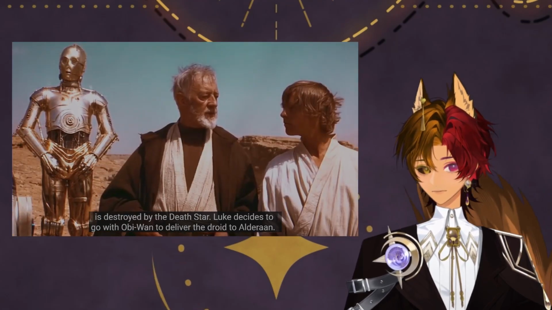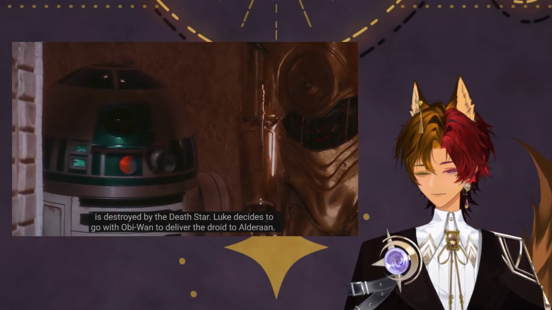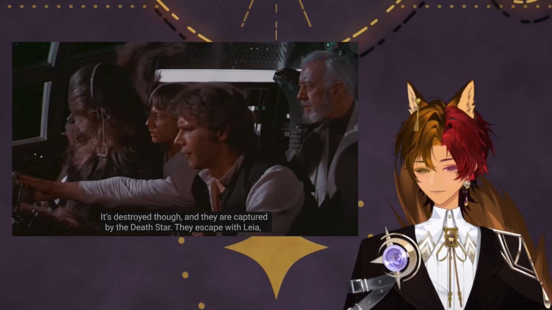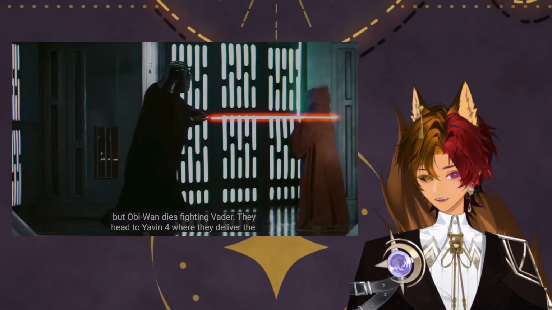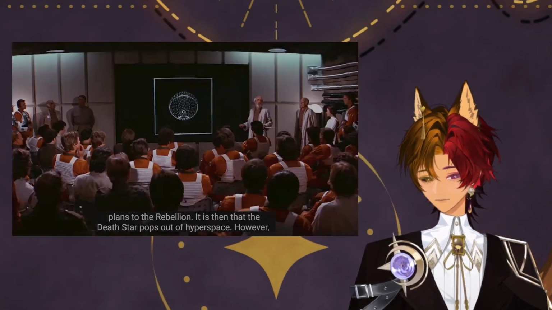Luke decides to go with Obi-Wan to deliver the droid, R2-D2, to Alderaan. But, you know, the planet is destroyed and they're captured by the Death Star. They escape with Leia, but Obi-Wan dies fighting Vader. They head to Yavin 4 where they deliver the plans to the Rebellion.